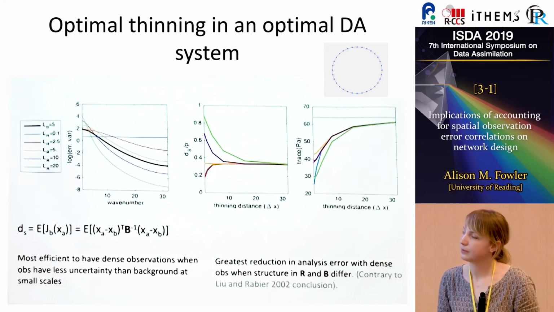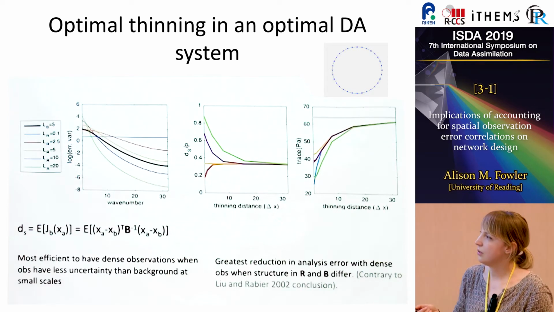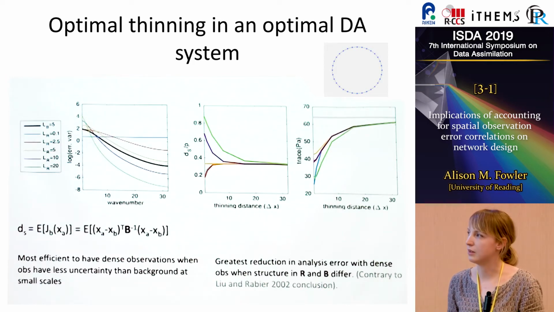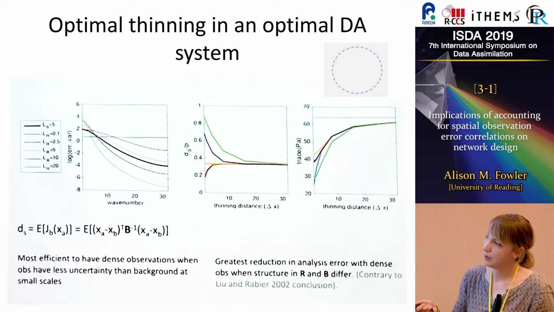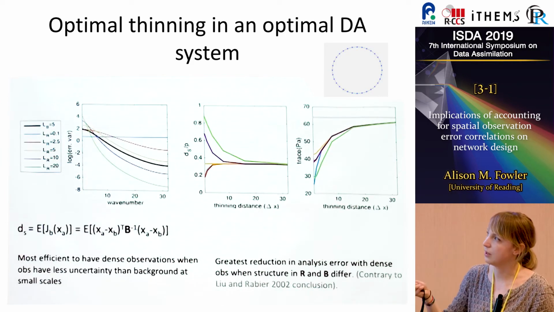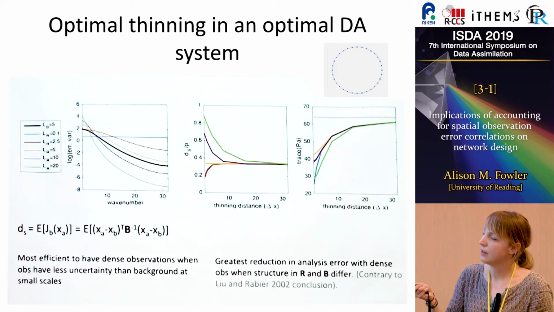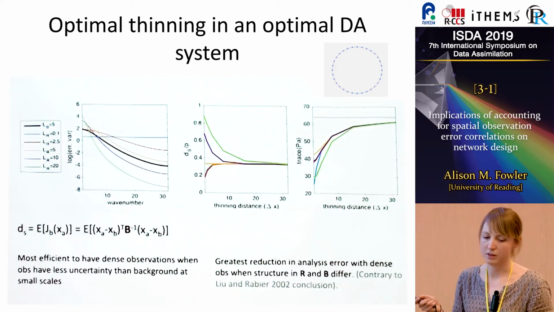So these two metrics give us a slightly different interpretation of when we'd want to use dense observations. And it's partly because this is a relative measure because we're dividing through by the B matrix, whereas this is an absolute measure. And you can show that it's more sensitive to corrections to large scales rather than small scales.